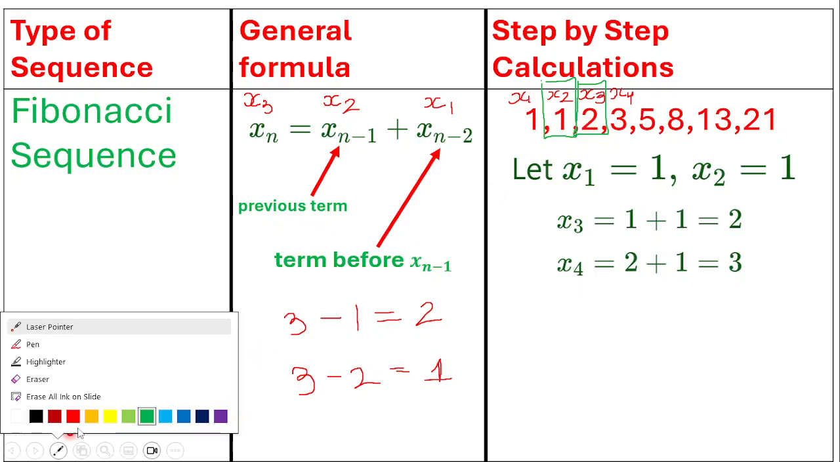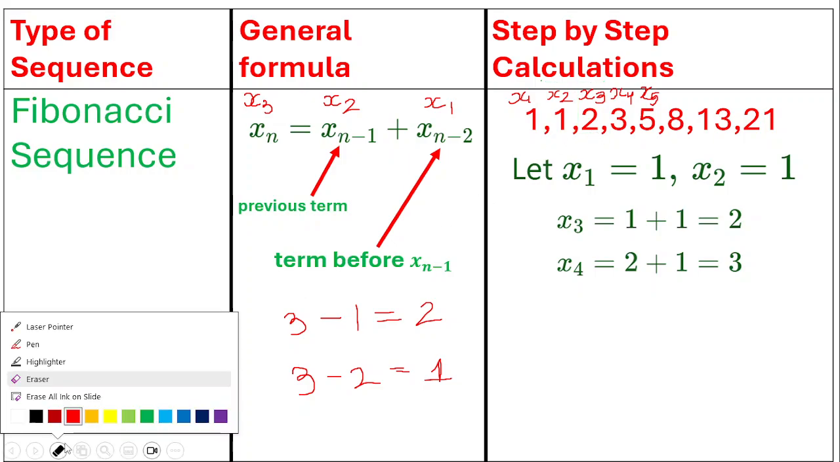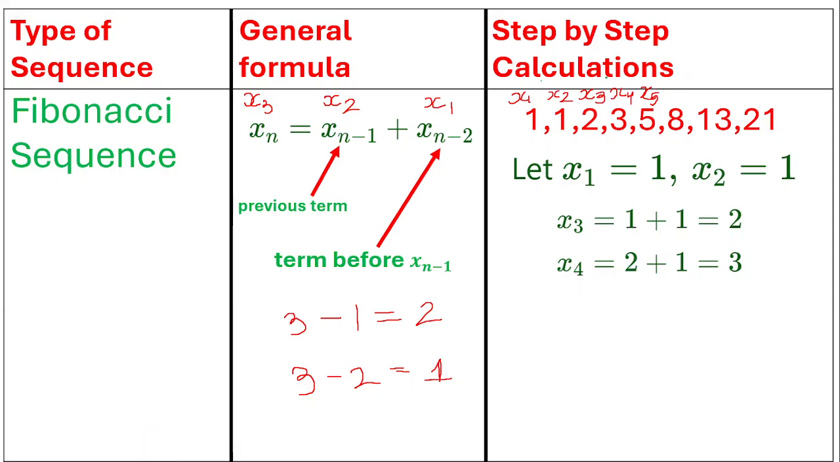Now let's move on to x5. In order for us to get x5, which is 5, all we have to do is add the two previous terms before it. The two previous terms are x4 and x3. So we need to add x4, which is 3, and x3, which is 2. That's 3 plus 2, which gives us 5.